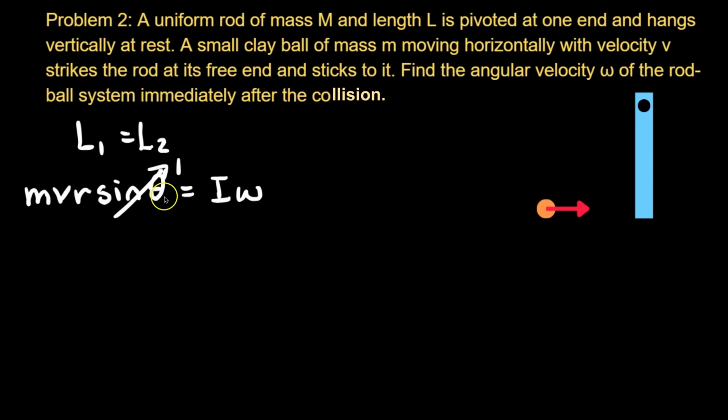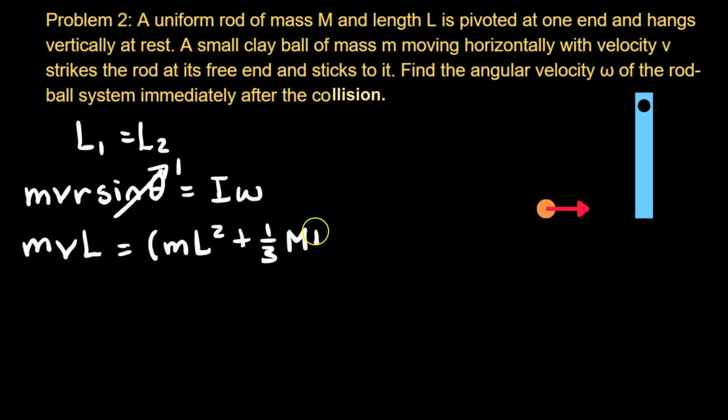And sine 90 degrees is 1, so we're going to substitute sine 90 degrees with 1. Next, we're going to substitute our length L for r, because at length L is where the clay ball collides with the rod. So on the left, we have mv big L. On the right-hand side, we're going to substitute our given variables for the moment of inertia. The moment of inertia for the clay ball is m big L squared, and the moment of inertia for the rod is 1/3 big M times big L squared.